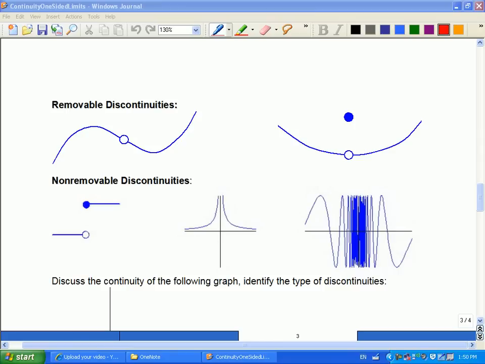Non-removable discontinuities, we also have some terms for them. When it looks like this, we call it a jump discontinuity. And this is when the left side limit does not equal the right side limit. We also have an infinite discontinuity, and we can also have an oscillating discontinuity. So these discontinuities here are all ones where the limit does not exist.